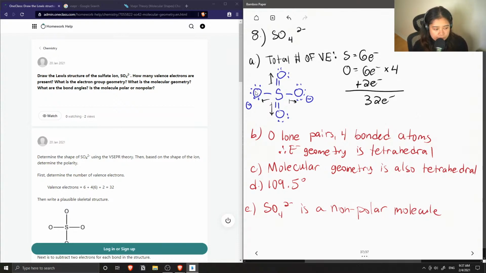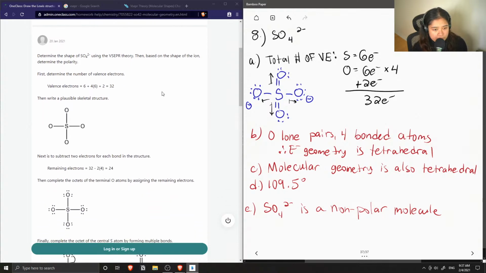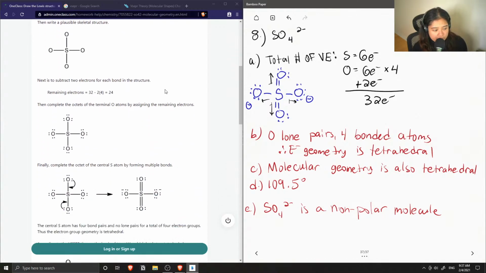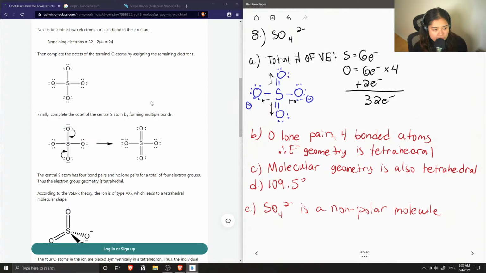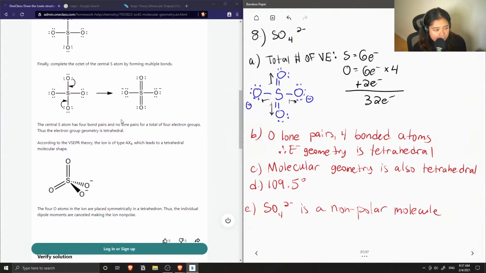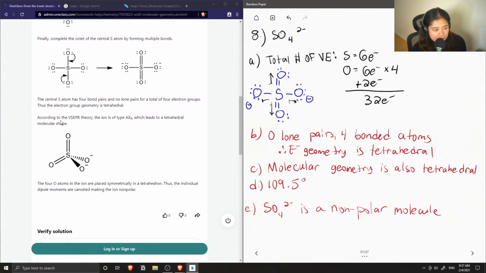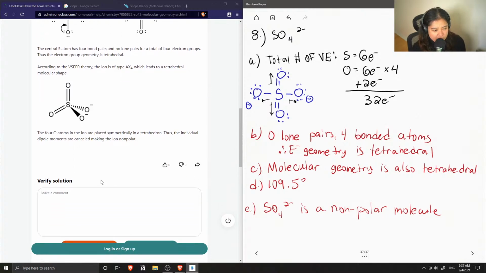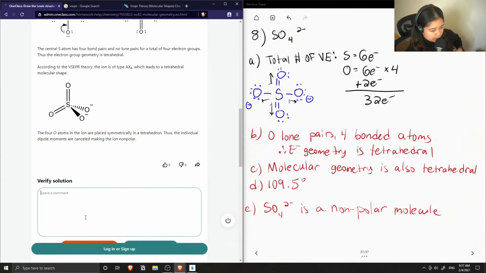Okay, so the junior tutor said there are 32 valence electrons, and they have the correct Lewis structure by completing the octet of the central sulfur. According to VSEPR, it has a tetrahedral molecular shape and electron geometry. The individual dipole moments are cancelled, making the ion nonpolar. Okay, so this solution is correct.